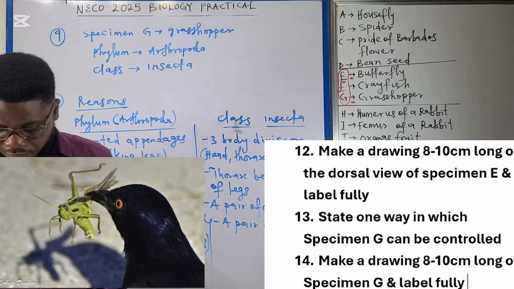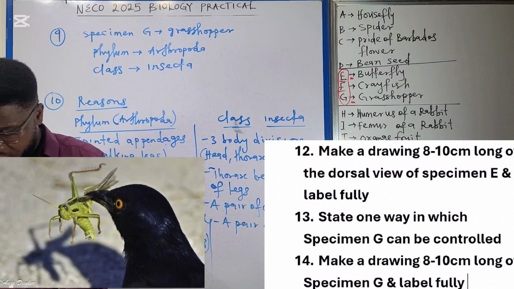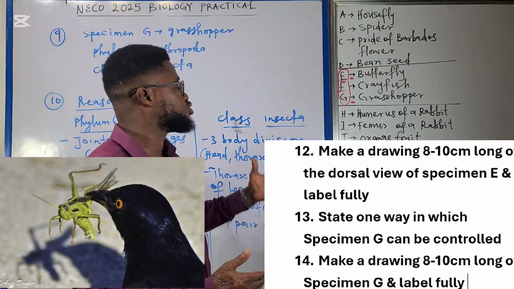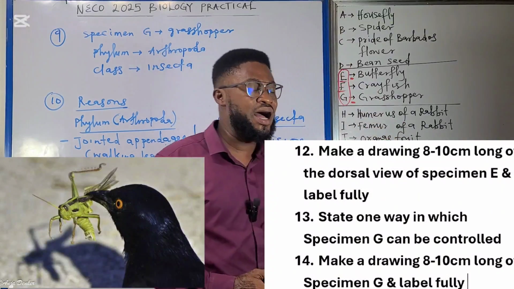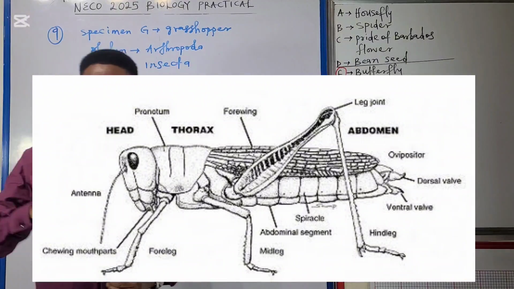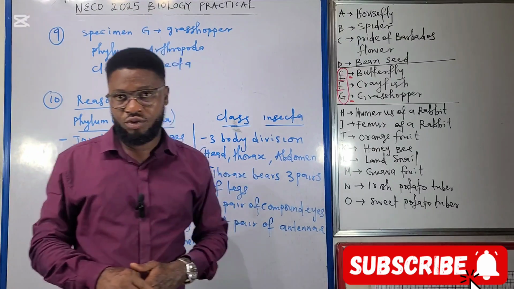Moving on to question 14, it says make a labelled drawing 8 centimeter to 10 centimeter long of specimen G and label fully. We are told to draw the grasshopper, that's specimen G, and label fully. We'll see that in the lecture video on the drawings.